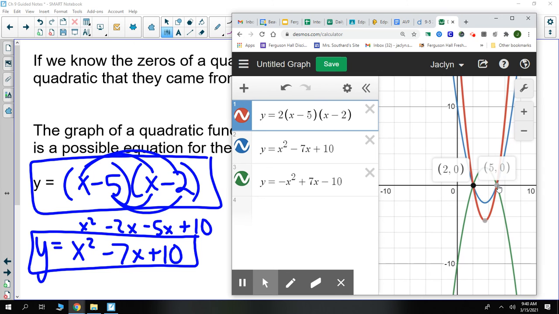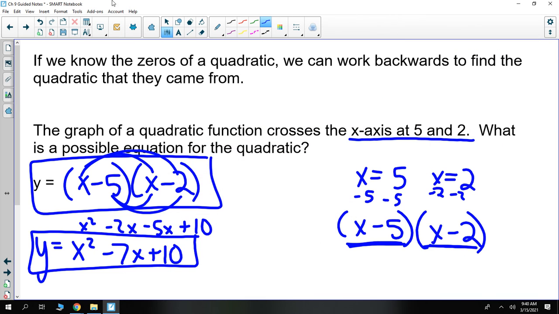Does it still go through the same zeros? Yes. Is it the exact same function? No. So there's a lot of different answers we can come up with, but the two that I have over here do cross the graph at 5 and 2. So they have the correct zeros.